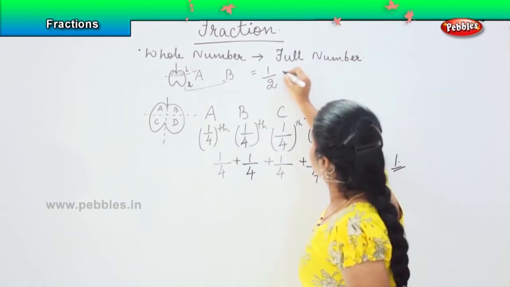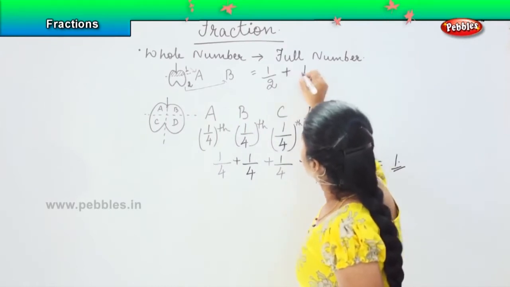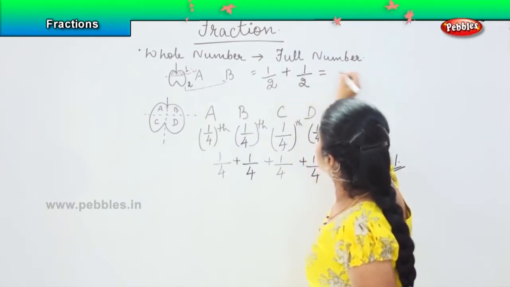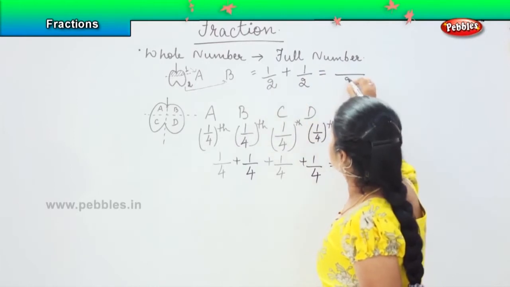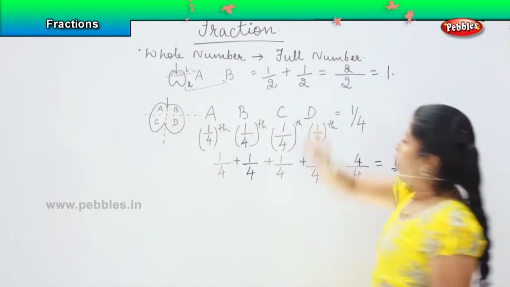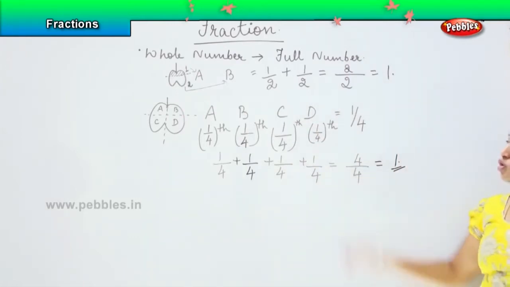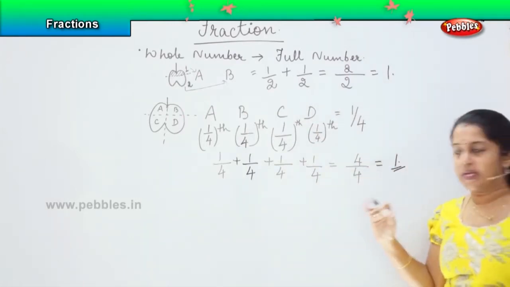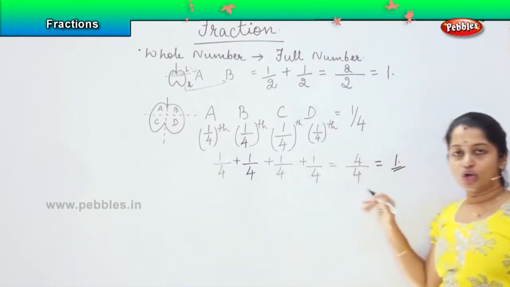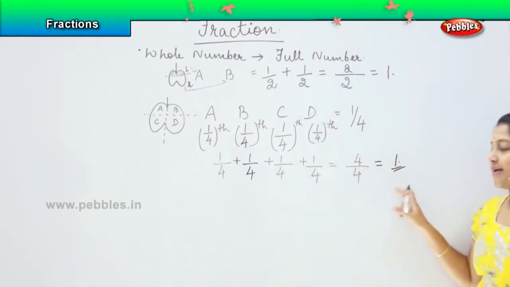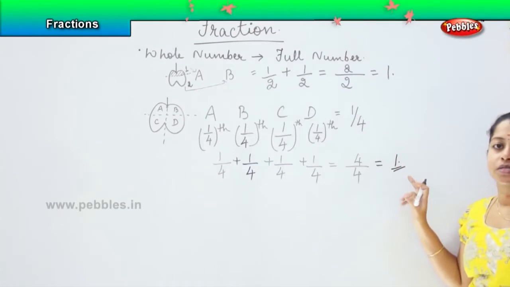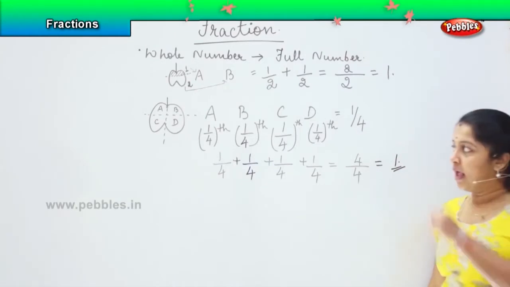Similarly, in this example, if 1 by 2 and if again I add 1 by 2, I will keep this number the same, 2. 1 plus 1 is 2, which is nothing but 1. Okay. So I should divide the number in such a way that when I add the total of the numbers, it should come as 1. Okay. So that is called as fraction.